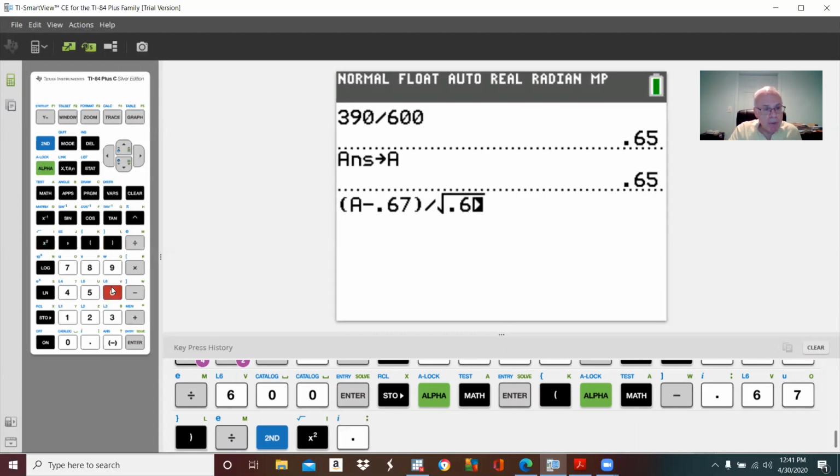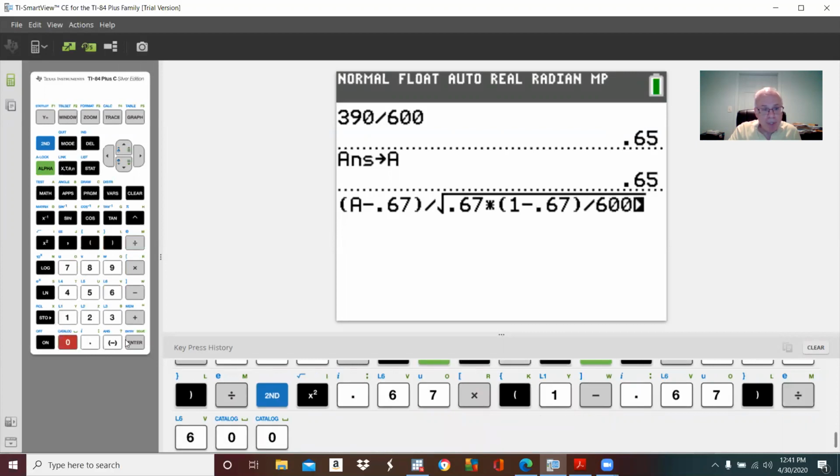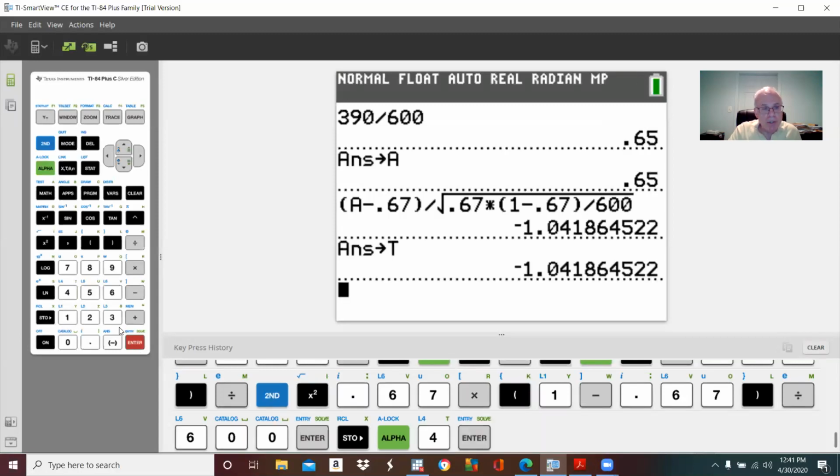So it's 0.67 times, and if I was lazy and didn't want to calculate 1 minus p in my head, I could simply open a set of parentheses and say 1 minus 0.67, close parentheses, and then divide this by the sample size of 600, and enter. And there's my test statistic. I'm going to store that in T. All right, so my test statistic is now in T.